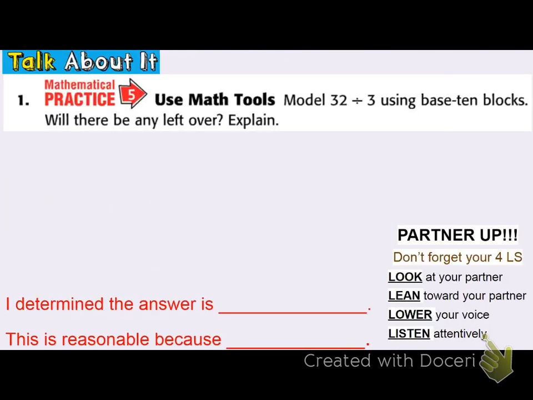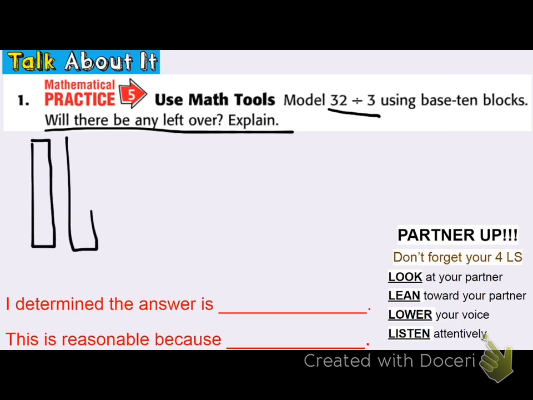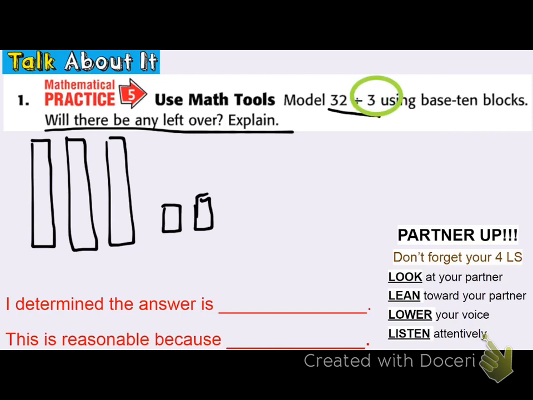All right. Use math tools. Model 32 divided by 3 using base 10 blocks. Will there be any left over, and explain? Well, step 1, model. Well, I need to model 32. So 10, 20, 30, and then 1, 2. Step 2, divide that 32 into 3 groups. Because it's saying 3 groups here, I need to divide it into 3 equal groups.